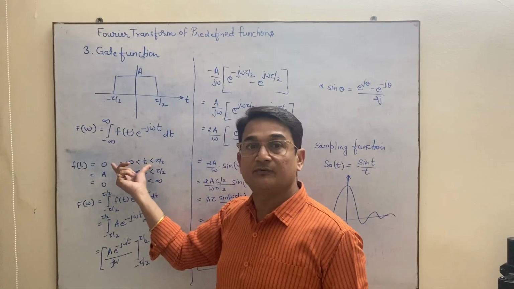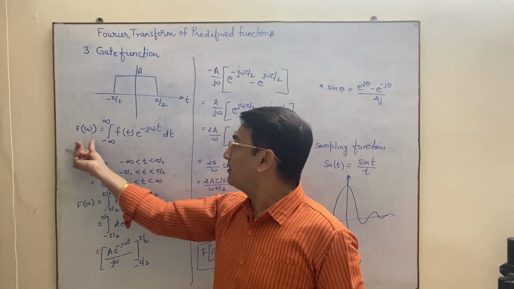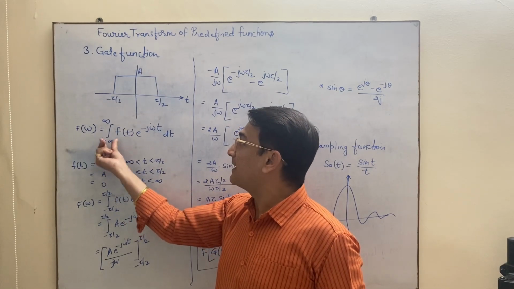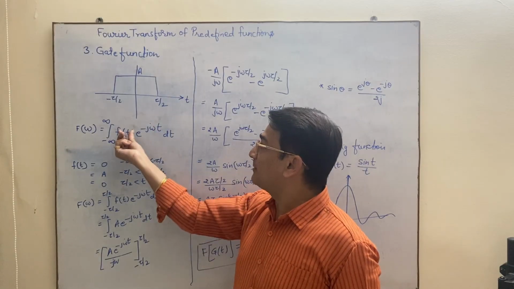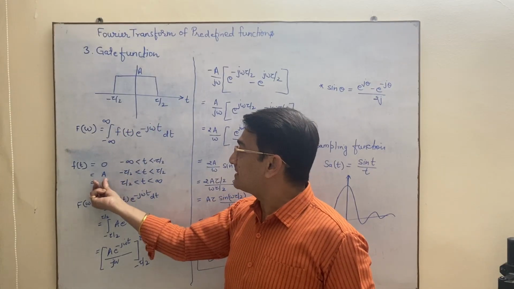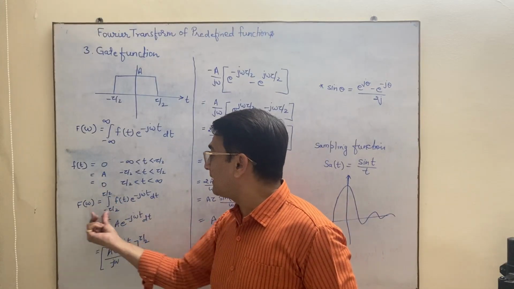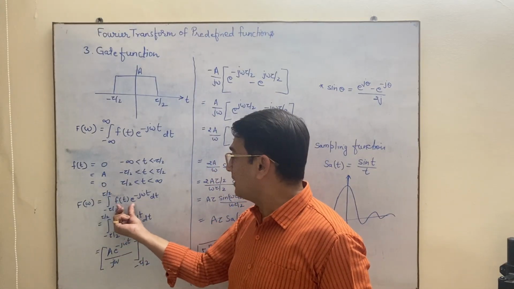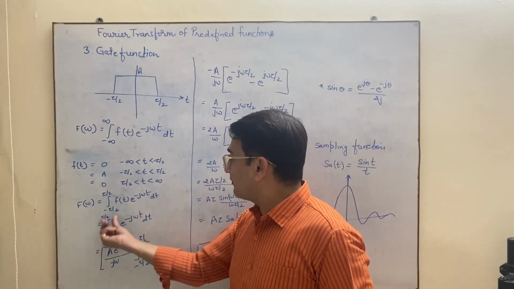Now we will calculate the Fourier transform of this f(t). The formula for Fourier transform you already know. It is integration over the limit minus infinity to infinity f(t) e to the power minus j omega t dt. So in place of f(t) we will write this a within the limit minus tau by 2 to plus tau by 2. So this f omega will become integral from minus tau by 2 to plus tau by 2 of f(t) e to the power minus j omega t, where f(t) is a. Now we will integrate this.